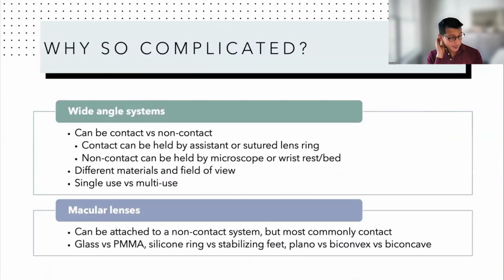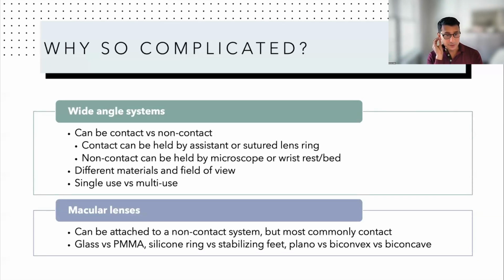So, but why is it so complicated? Why are there so many systems out there? So wide angle systems, they can come in many flavors. We talked about contact versus non-contact. They can touch the surface of the eye or not touch it, float above it. If it's a contact system, it can be held by an assistant. Oftentimes you have to have something or someone holding it because that contact lens will just fall to the side if it's not stabilized. Or you use a sutured lens ring to hold in place.